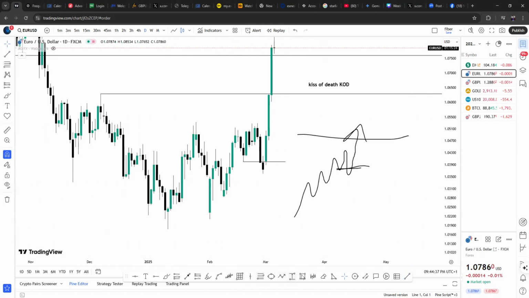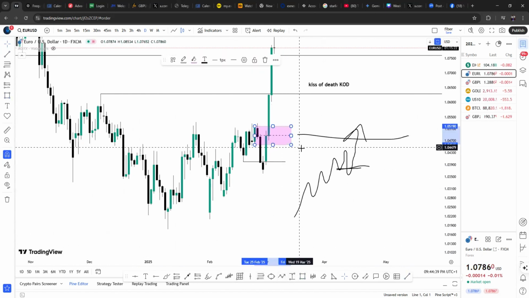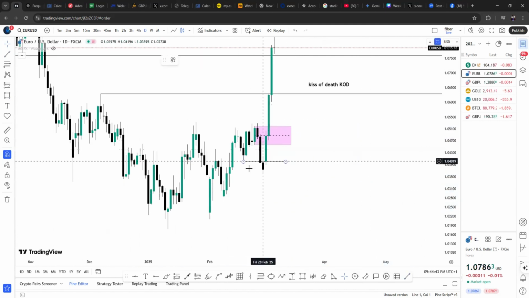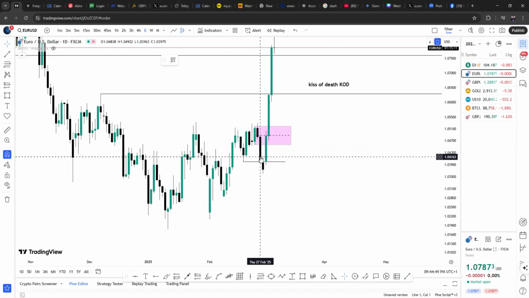We see price taking out this low, which made a lot of traders start expecting more sales on Euro USD and even targeting this candle as their bearish order block. But at the end of the day, it was just a simple trap that made traders come in and offer liquidity on the other side of the market.